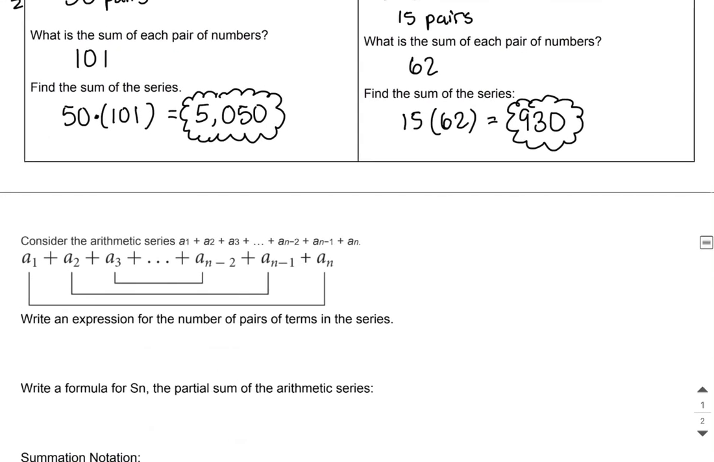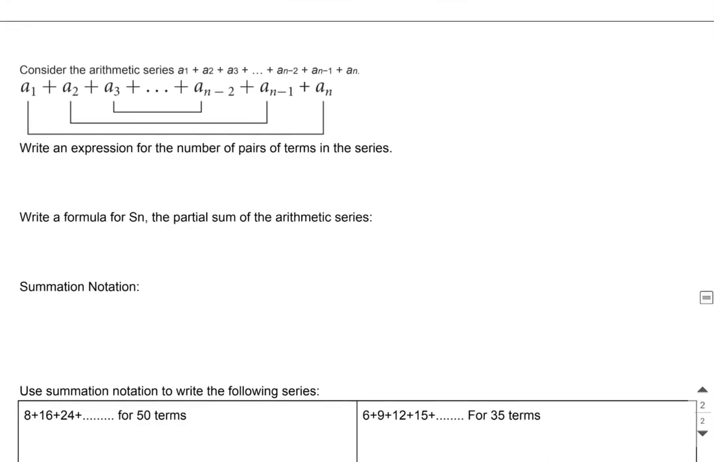So a general rule: if I have a series, I'm adding a sub 1 plus a sub 2 plus a sub 3 all the way to a sub n. I set up a diagram for us here. I want to write an expression for the number of pairs of terms in this series that I have listed here. Well, I know I have n terms total.